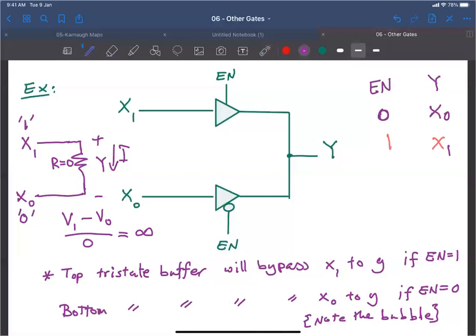Do you understand now the importance of having the bubble here? The bubble is meant to ensure that no two inputs are competing for the usage of the wire, or the shared bus here. Any question?